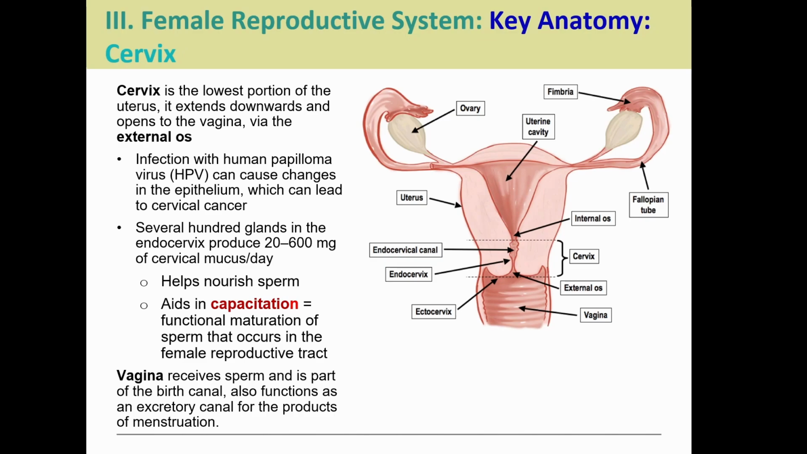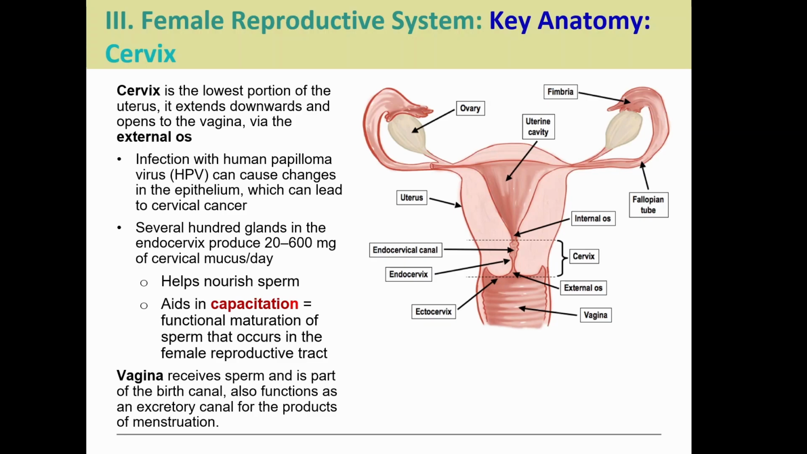If we look at the very base of the uterus, we have the cervix. The cervix is the opening down towards the vagina via what's called the external os. This is where HPV can come into play. This is the structure that HPV would infect. It causes changes in this, and it is also responsible for most cases of cervical cancer. So if you haven't gotten your HPV vaccine, do it, because it can prevent you from developing cervical cancer later down the line.